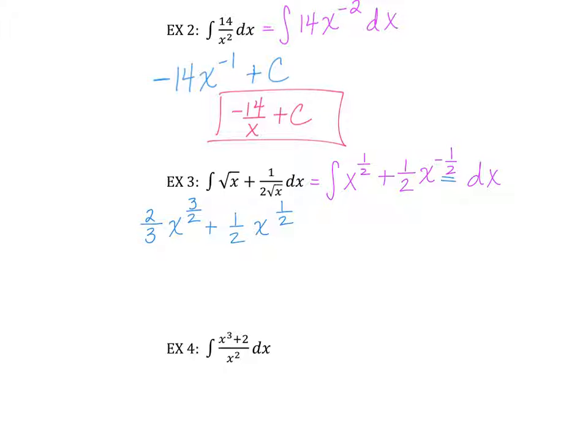Now this 1/2 came along for the ride because of this guy, but this 1/2 dividing by the new power, that's multiplying by 2, so I really have a 2 there. Can't forget the plus c. And so my final answer when I clean that up is 2/3 x to the 3/2. These 2's cancel. Again, they might write x to the 1/2 or they might write square root of x. Both are correct. Plus c, and that's my final answer.